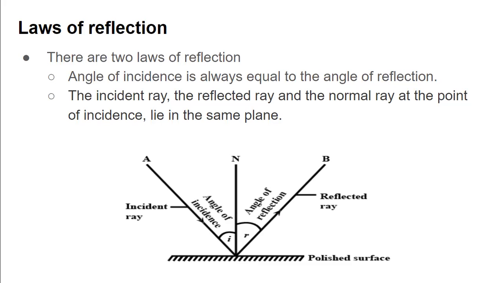N is the normal, which is an imaginary line. The angle between the incident ray and the normal is known as the angle of incidence. The angle between the normal and the reflected ray is called the angle of reflection.